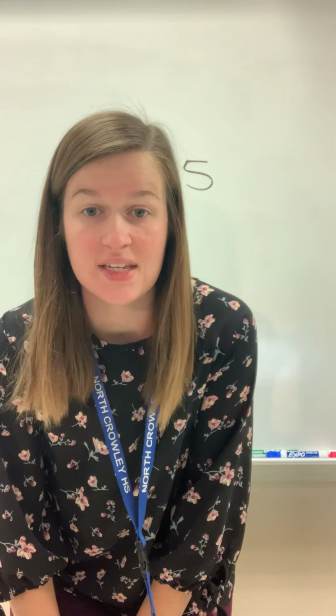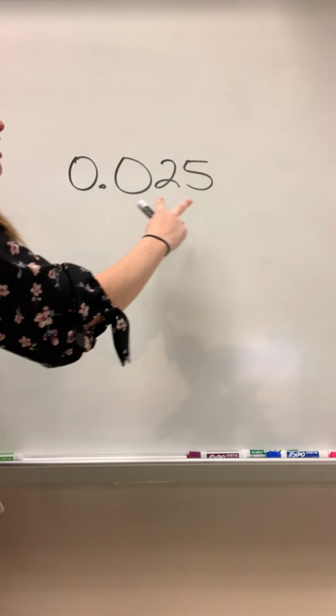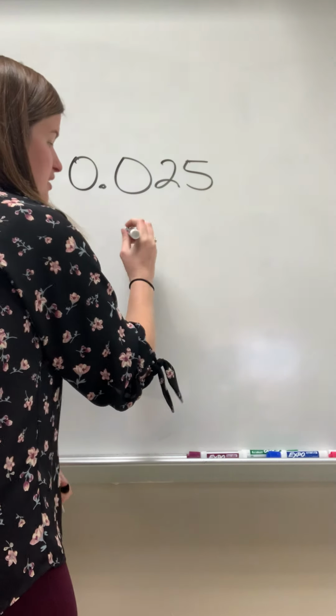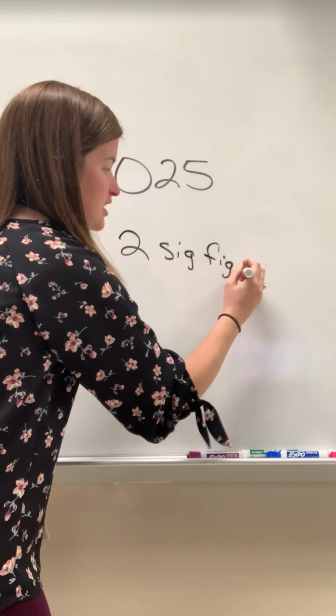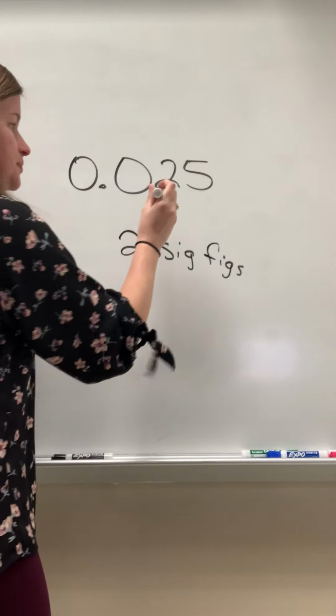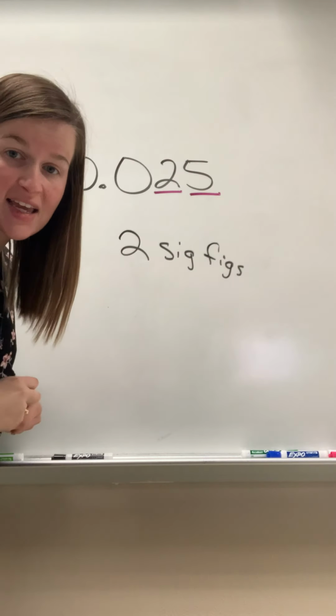Never. They never count. They are not significant. They will never be significant. So both of these guys are not significant. So that means only these two are significant. So this only has 2 sig figs because only the 2 and the 5 are significant because leading zeros never count. So these are my significant figures, and that's it.